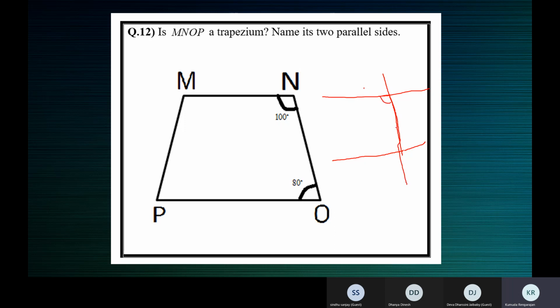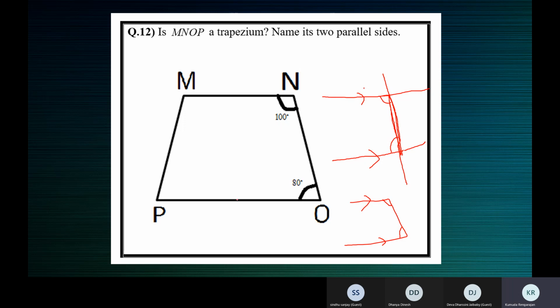So clearly, these are allied angles. This is 100, this is 80, 180. Allied angles are supplementary. That means this line is parallel to this line. This is the transversal. Easy to identify the line. We took up three lines: line, transversal, line. So when allied angles are supplementary, these two lines are parallel to each other. So 100 plus 80 is 180. Allied angles are supplementary. So MN is parallel to PO.